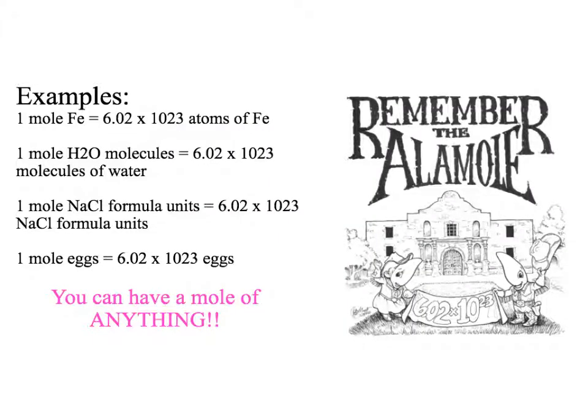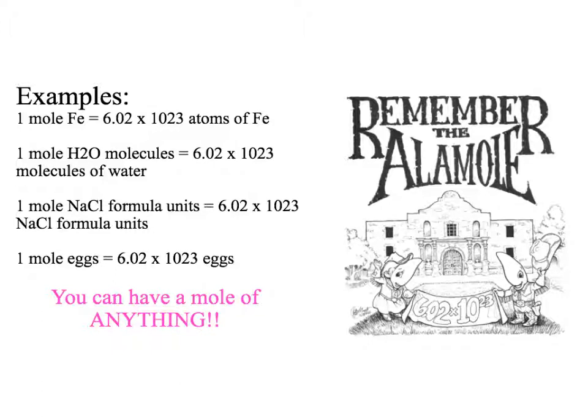So if we're talking about specific atoms or elements, we can say that we have 1 mole of iron. And if we have 1 mole of iron, it means that we have 6.02 times 10 to the 23rd atoms of iron. If we have a mole of water, that means we have that many molecules of water. Same thing with table salt, NaCl. If we have that many formula units, then we have 6.02 times 10 to the 23rd of them.